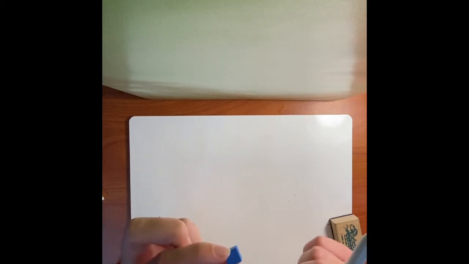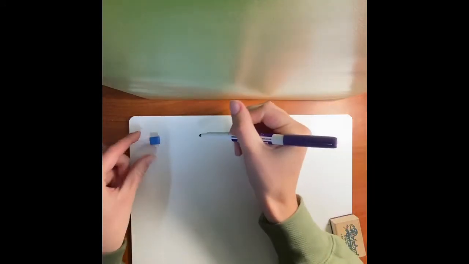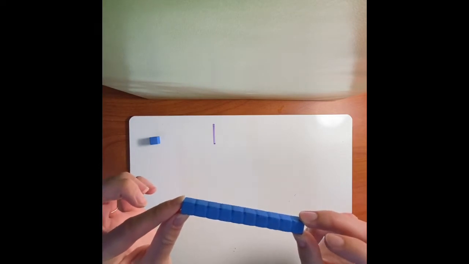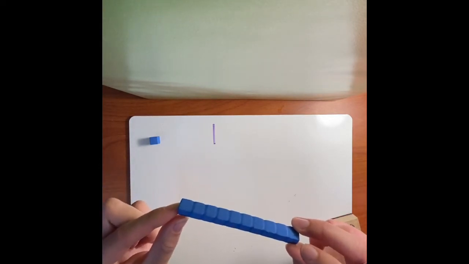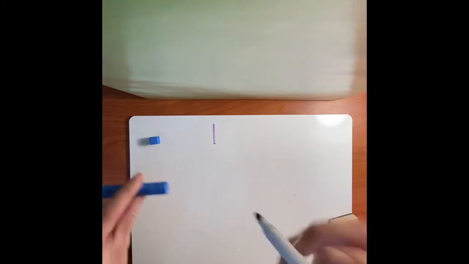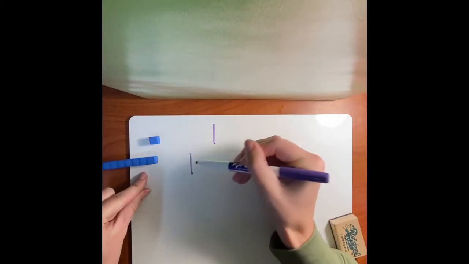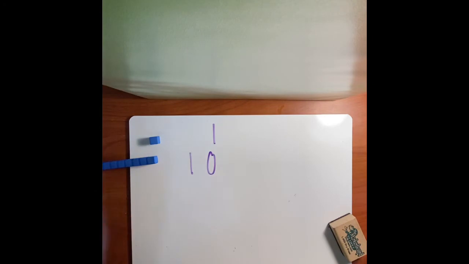So I have this cube right here. I'm sure you've seen this little cube before. This cube represents 1 unit. So I'm going to go ahead and write that on our board as just 1. And then next we have this long one right here, and this represents 10. So we have 10 units here. So I'm going to go ahead and write that out on our board as 10.